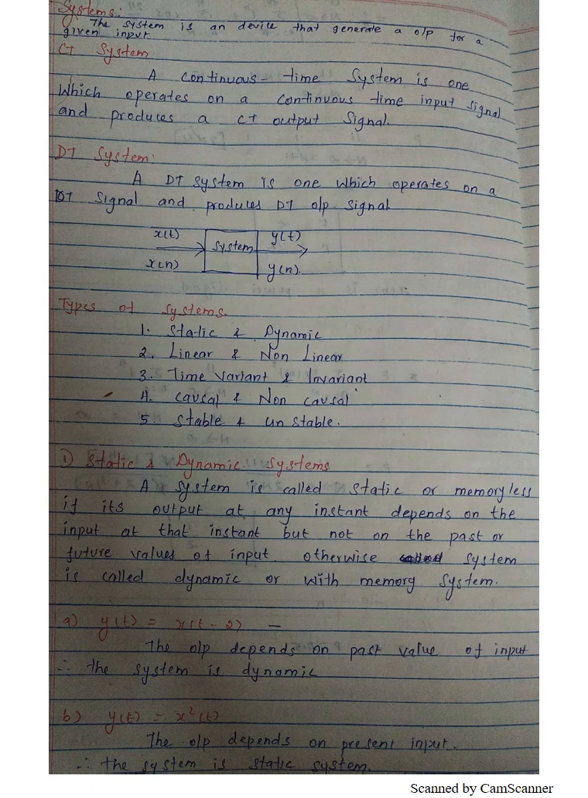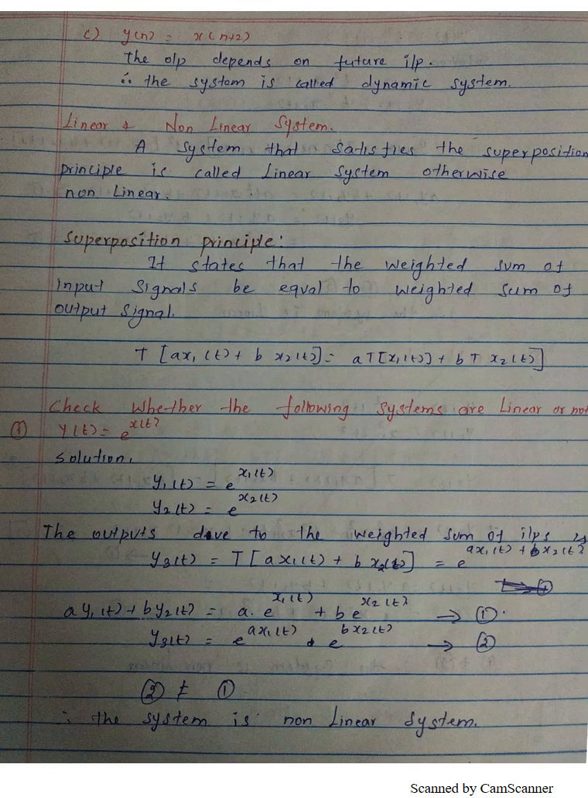Okay. One more example. y(t) = x squared of t. Here the output depends on the present input, not the past. This is x square of t. It depends on the present, so the system is called a static system. Next, one more example is given: y(n) = x(n + 2). Here the output depends on the future input. You see n plus 2, so it's the future input. This system is also called a dynamic system. This is also a memory system. It's a dynamic system.